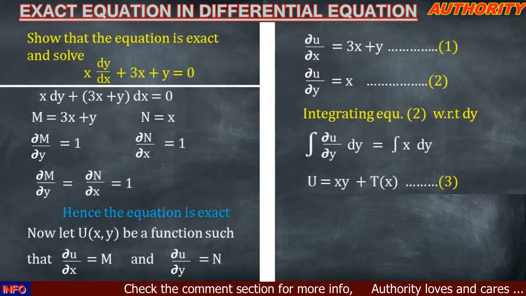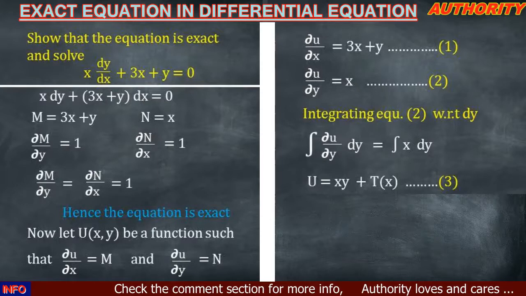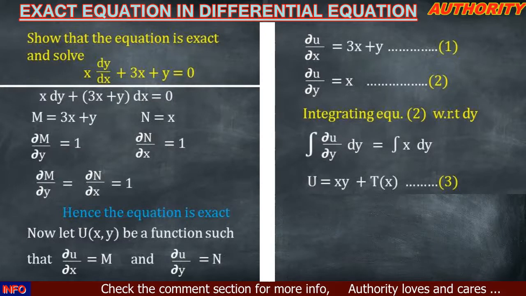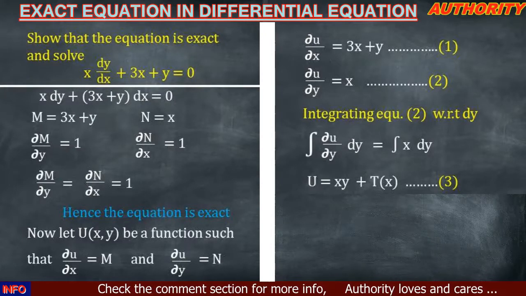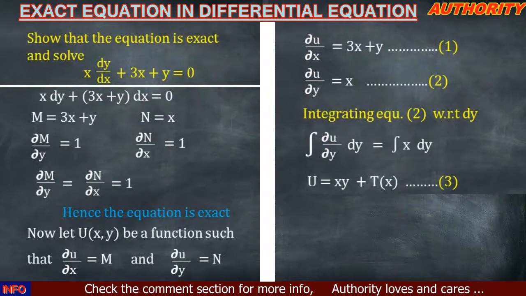Now we have the function u equal to xy plus t of x, and what we are looking for is the function u of x comma y. But in this place we have t of x, and we don't know the value of t of x. We want to find this t of x.